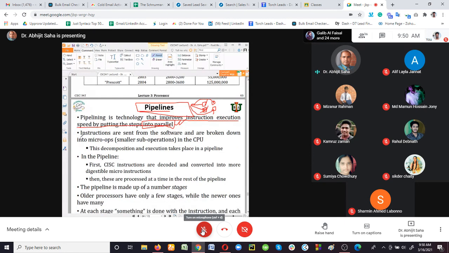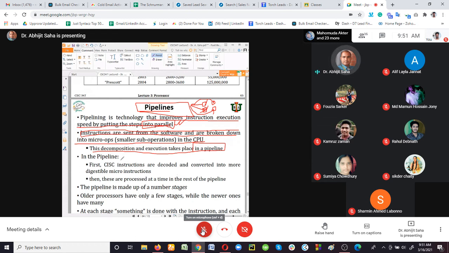Instructions are sent from the software and broken down into micro ops, the smaller sub-operations in the CPU. As in the discussions we have had, when instructions come to the CPU, it is capable of breaking them down into subgroups, into micro operations, and this decomposition and execution takes place in the pipeline. The pipeline is a technology where you make sub-operations of the same instruction, and then give them in parallel to the CPU, or to the execution unit, to execute.